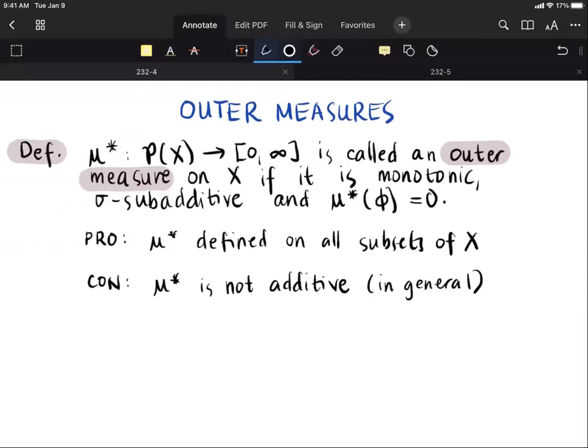So to reiterate, the advantage of this outer measure is that it is defined on all subsets of X. However, in general, it is not additive. So this is not the measure that we are looking for in the extension problem.